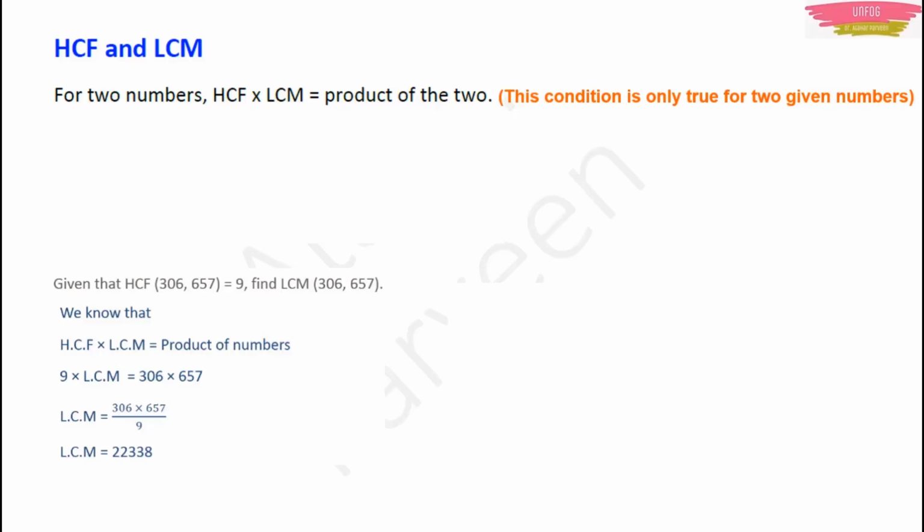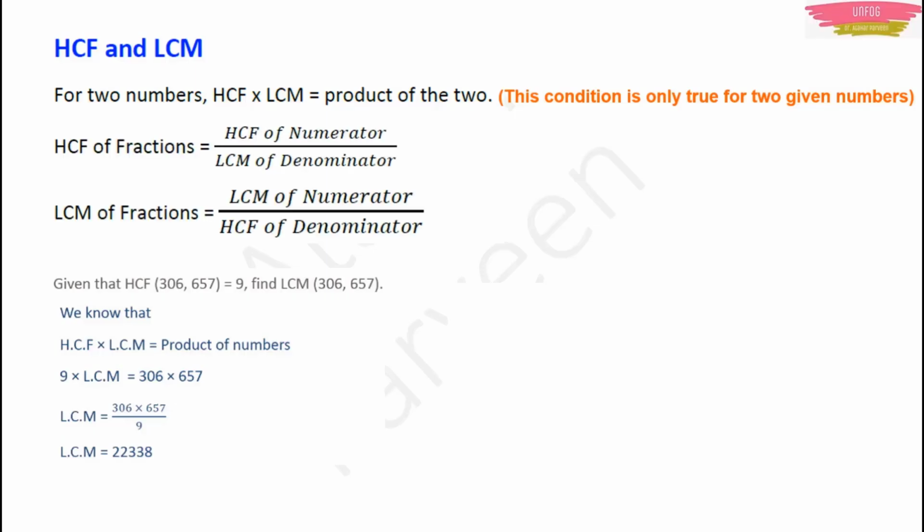Or if you have both, you can find the product of the two numbers. Okay. This was all for whole numbers, right? Now we can do HCF and LCM for fractions also. For that also we have a few formulas. Two formulas we have. For HCF of fractions, you do HCF of numerator by LCM of denominator, and for LCM of fractions, you do LCM of numerator divided by HCF of denominator.